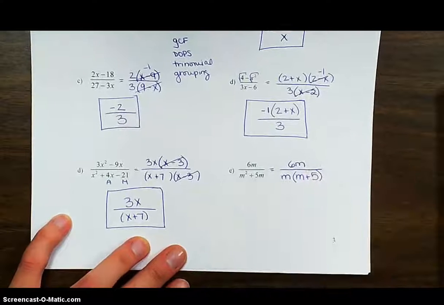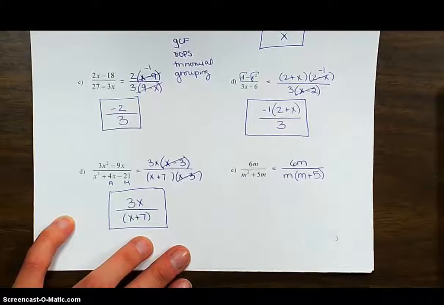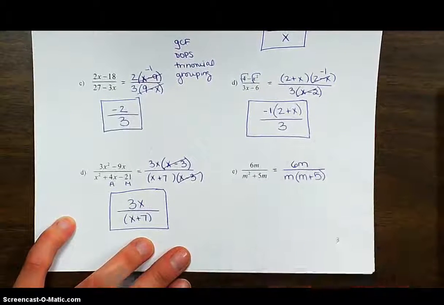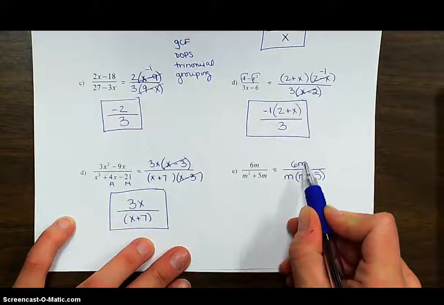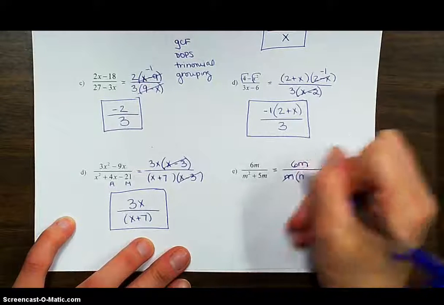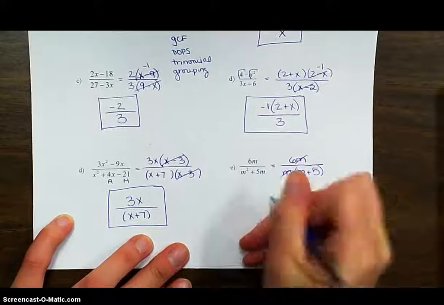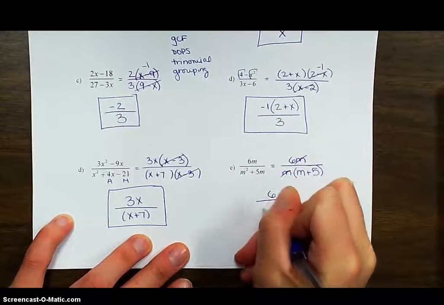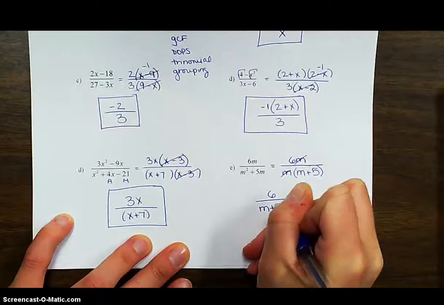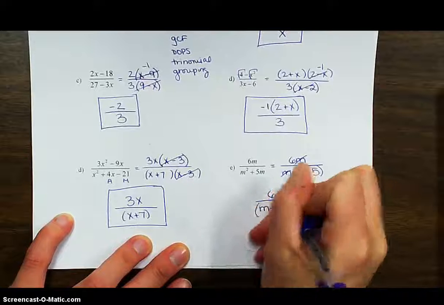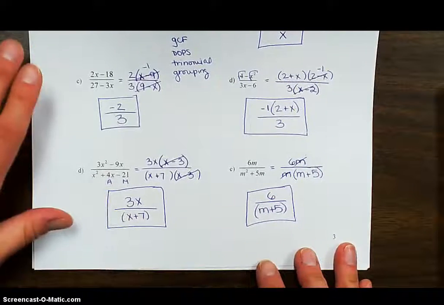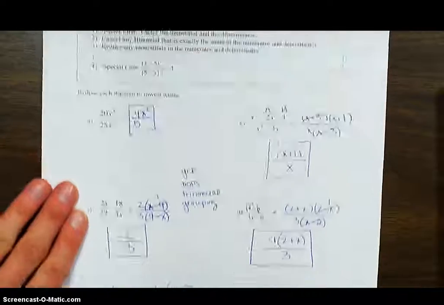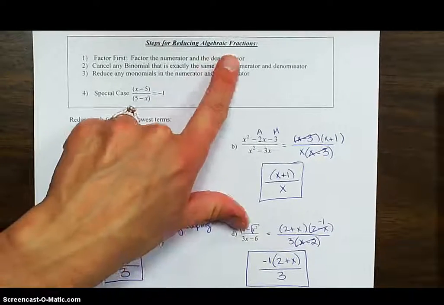Now we have to check to see, is anything exactly the same in the top as it is in the bottom? Well, I have a monomial of m, and I have an m on the outside here. So since those are all alone, they can cancel. Okay, and my final answer here is 6 over m plus 5. And you have got your final answer. All right, so ladies and gentlemen, these are your steps for reducing your algebraic fractions.